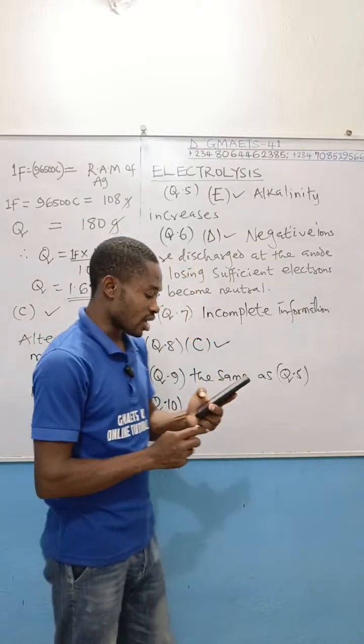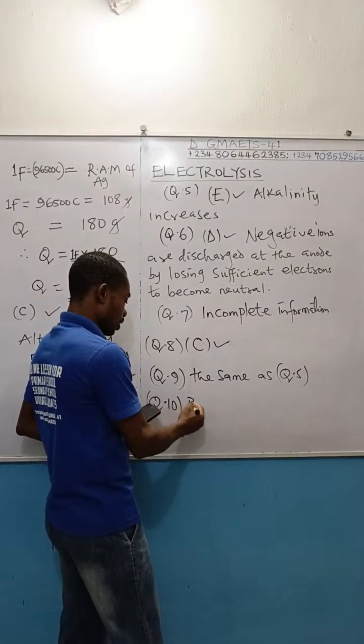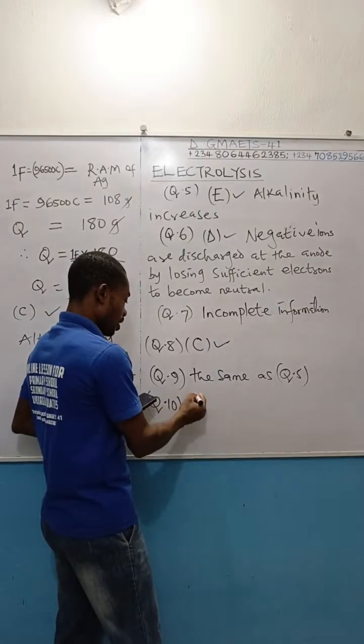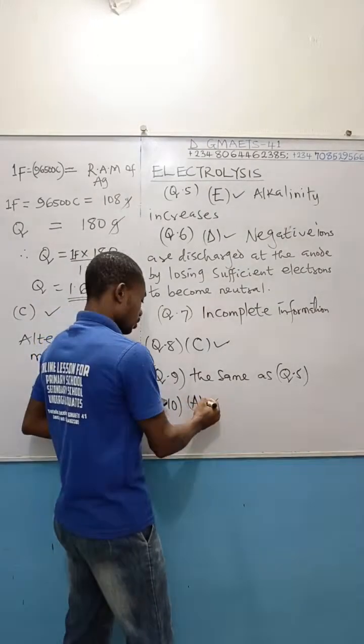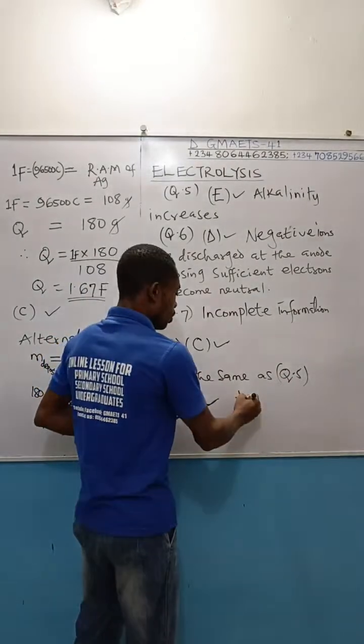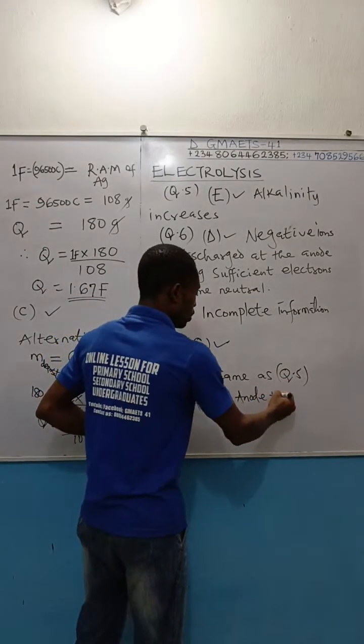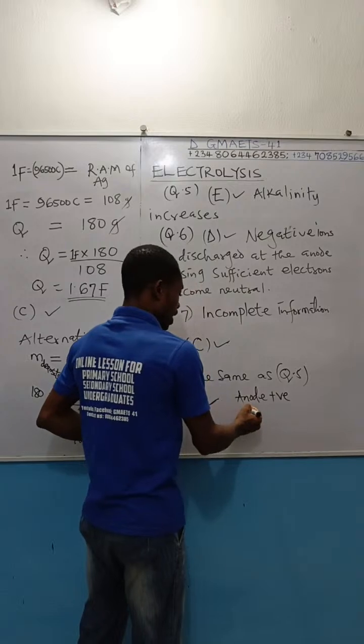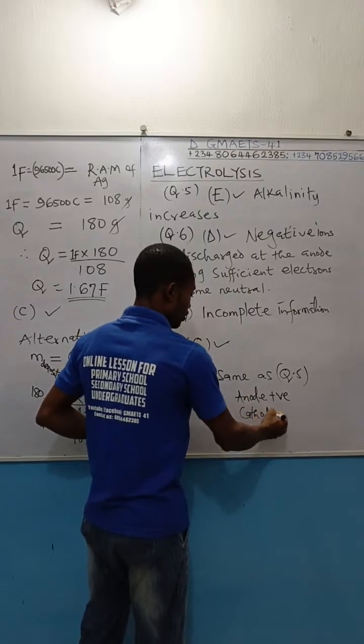No time to waste. Let's move on. The correct option is B. Sorry, the correct option is A. Option A. Anode positive, then cathode negative in electrolysis.